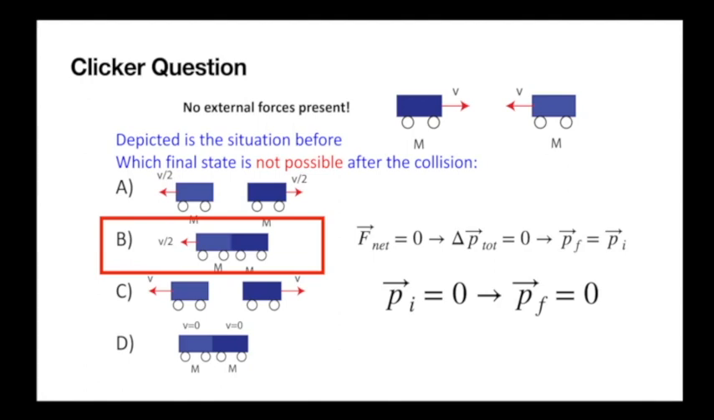And that B, now we have two carts. They're moving in the same direction now. They're stuck together, and they're both moving to the left. So there clearly we have, it doesn't matter what that speed is, what that direction, we have some net momentum, which is not equal to 0, and so that is not possible. So B is the one that's not possible.